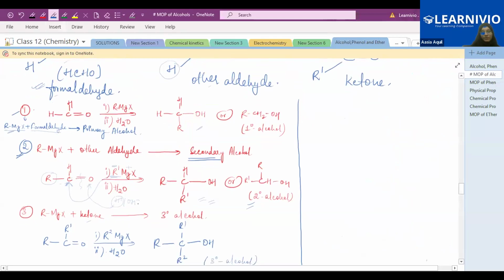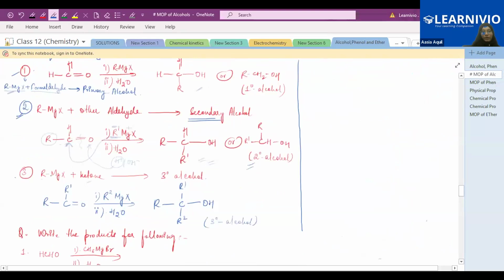Okay, see the third reaction. RMgX plus ketone. Suppose we just take the ketone. This is your R, this is your CO, and this is your any other alkyl group R dash, right? When you treat it with RMgX, okay, suppose we just take it as R1, right? This is R1, any other alkyl group. So यहाँ पे confusion create न हो, that's why I just write R2MgX, any second alkyl group, okay? So that this is R1, and this is R.